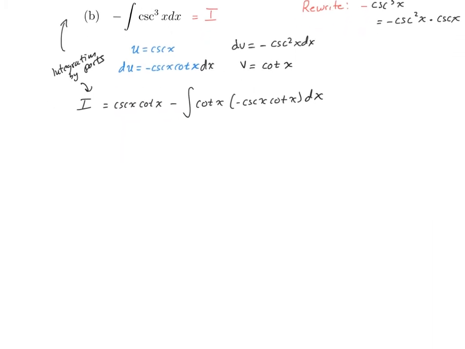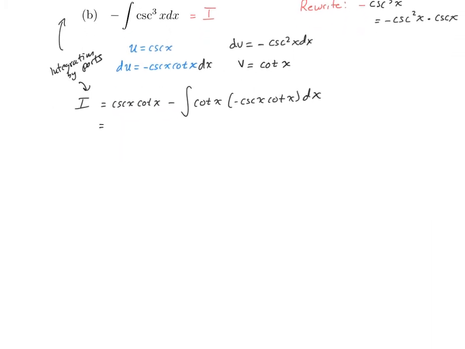If we simplify this, we end up with cosecant x cotangent x, then the minus here and the minus here will give you a positive. So this is plus the integral of cosecant x times cotangent squared x dx, because you have cotangent plus cotangent, it will give you cotangent squared.